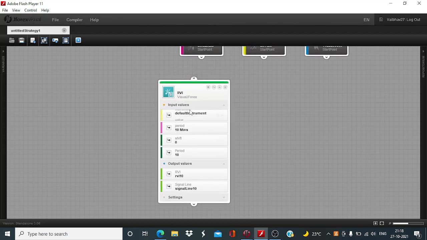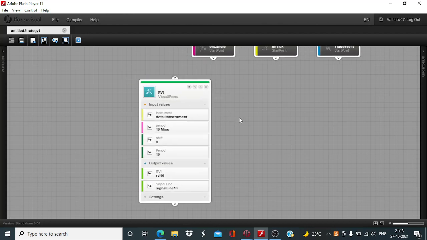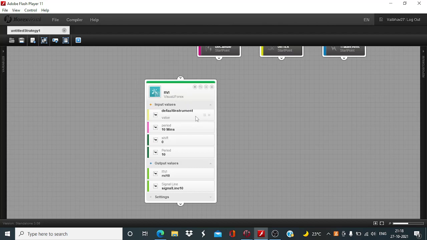Coming to the input parameters, I had done an introductory session a long back, so if you want to go into the details of how this RVI indicator is calculated, I would suggest that you refer to that video. In this session, we will be more concerned with the functional aspects of this indicator rather than the technical aspects. So we will now take it from the point of view of how to use it.